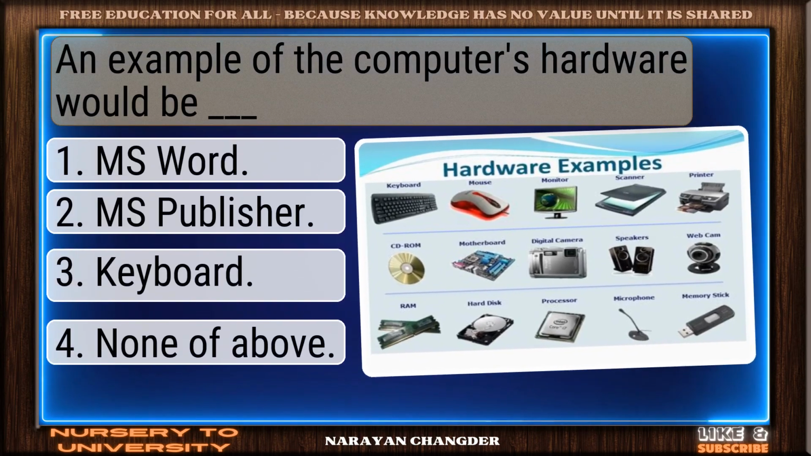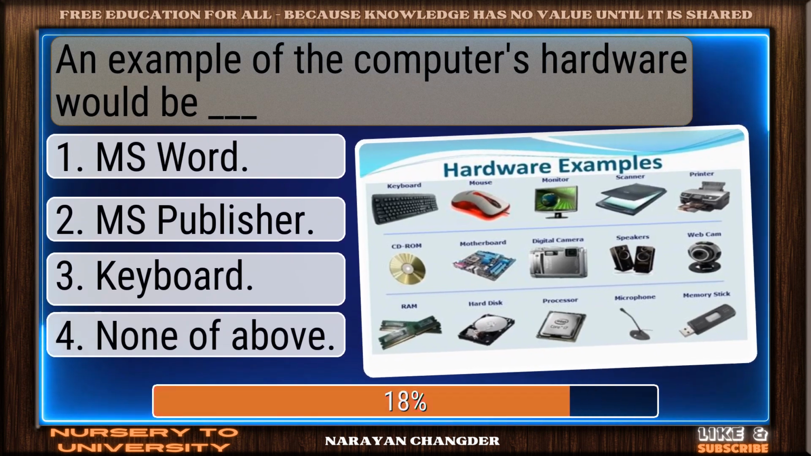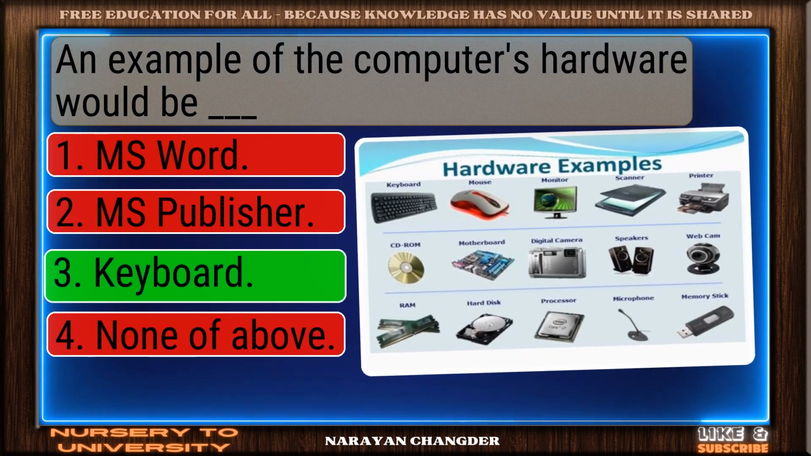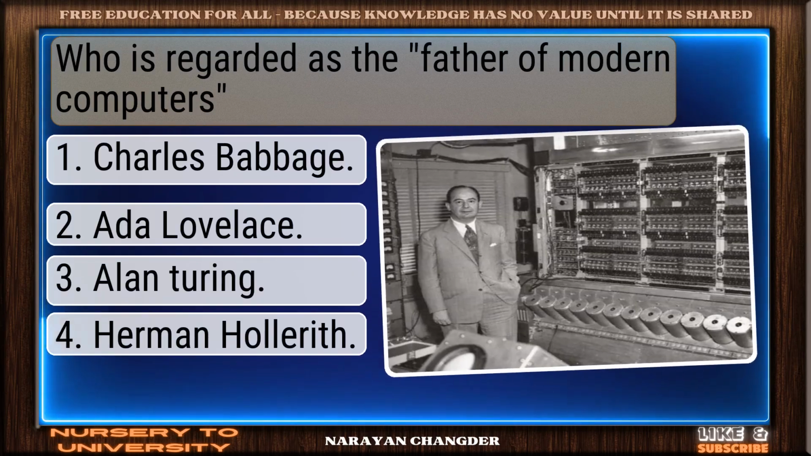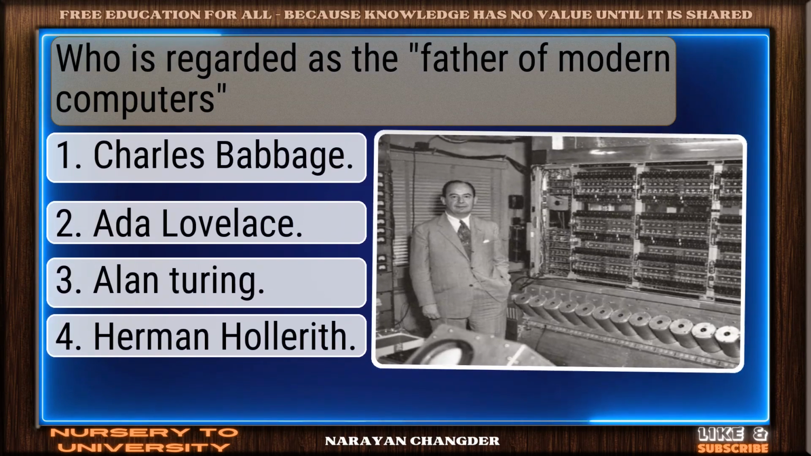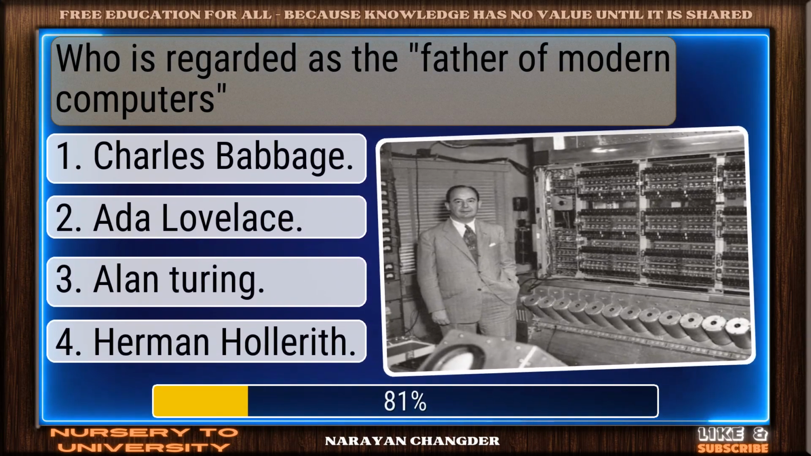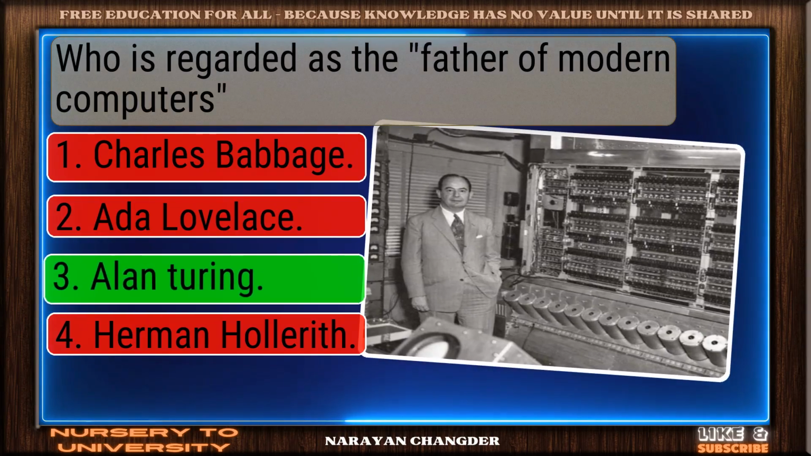Question number 3. An example of the computer's hardware would be dash. Correct response. Keyboard is the most accurate answer. Question number 4. Who is regarded as the father of modern computers? Perfect. Alan Turing is the correct choice.